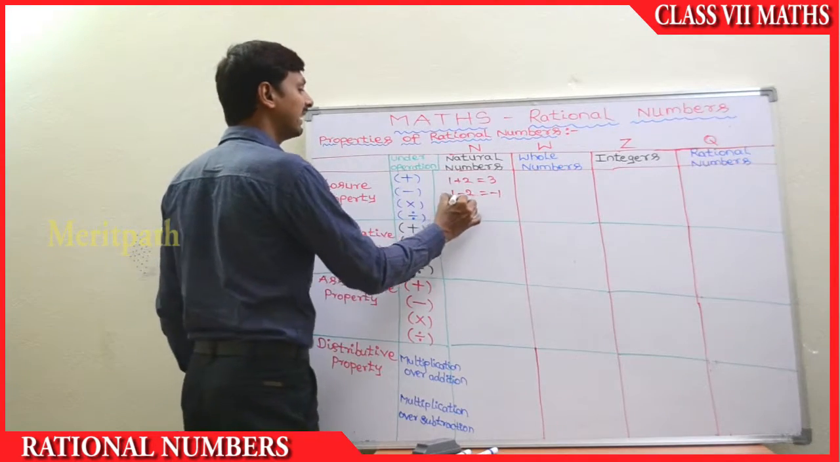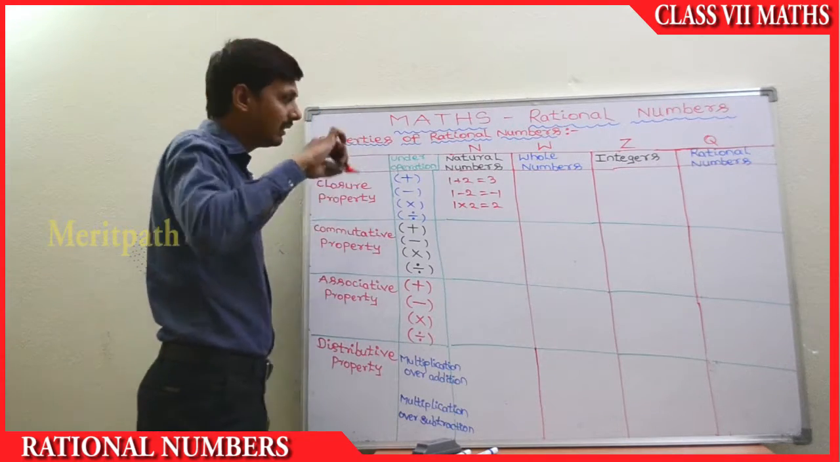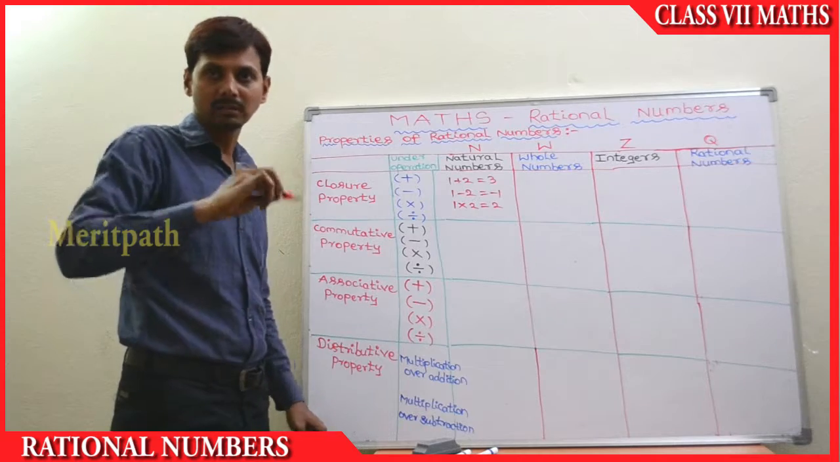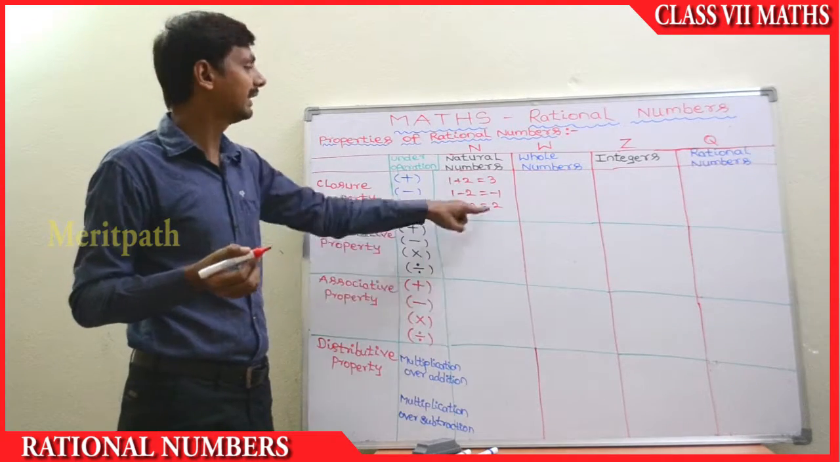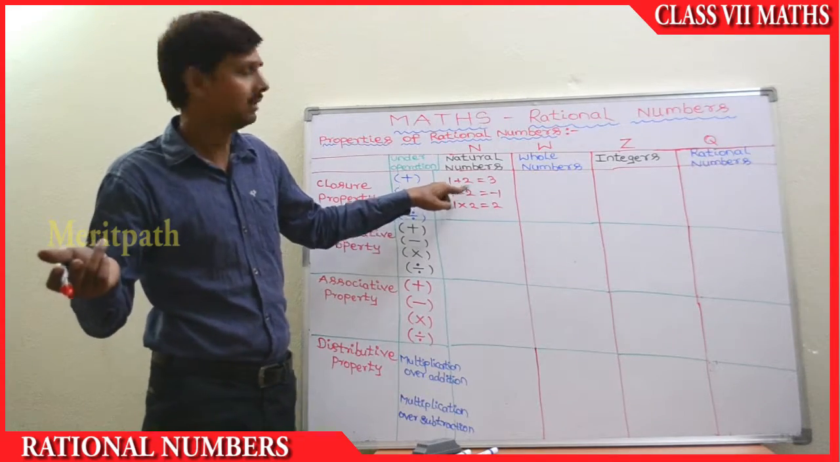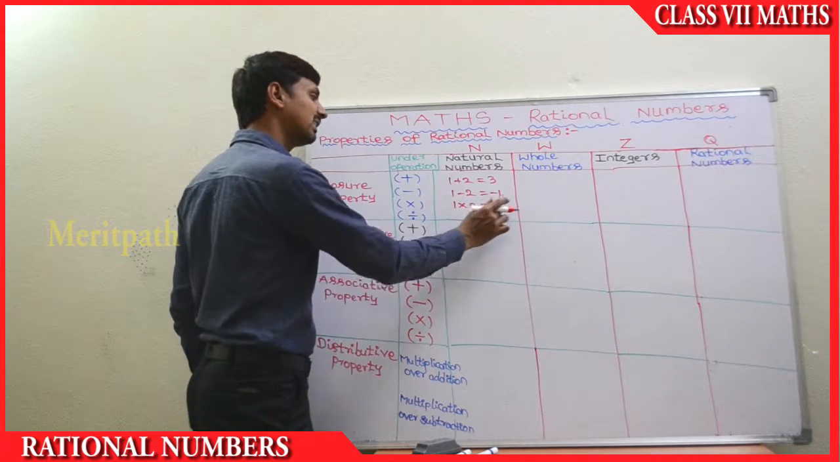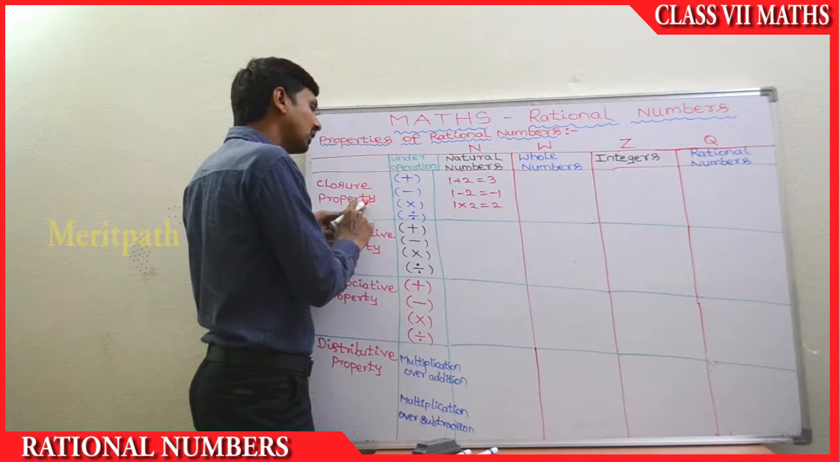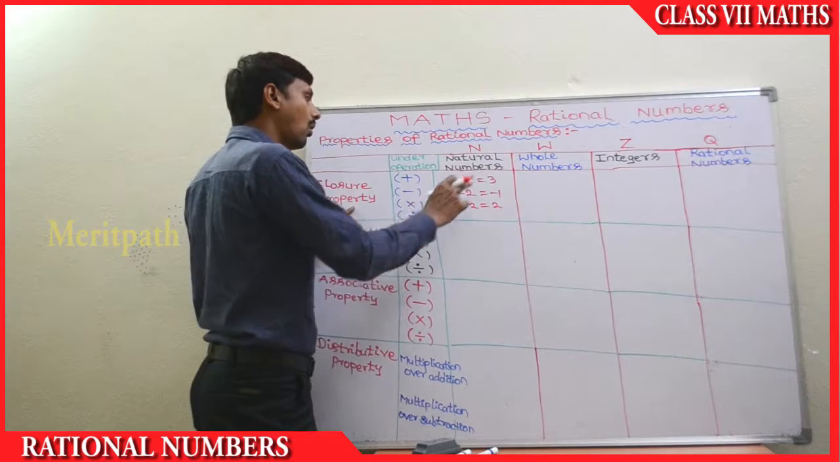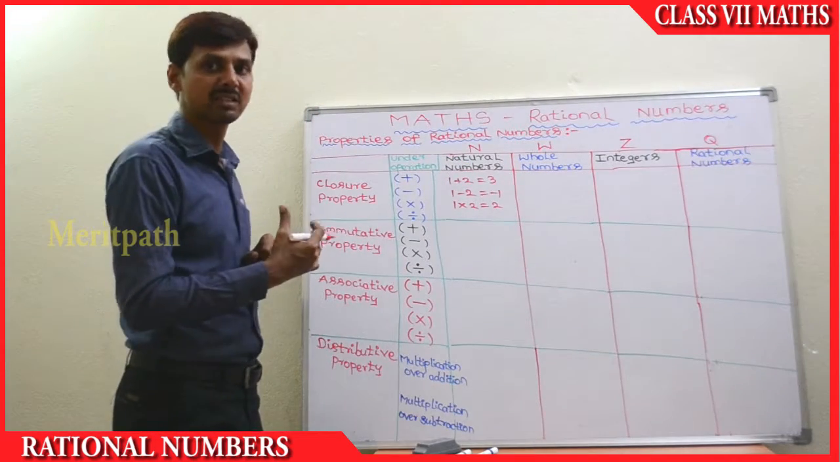If we take multiplication, 1 into 2 is 2, 2 into 1 is also 2. So when we reverse the numbers, we are getting the same result. And here in the first case also, 2 plus 1 is 3 only. So it's possible. The closure property of multiplication on natural numbers is applicable.